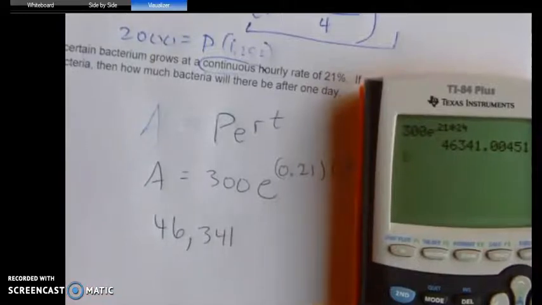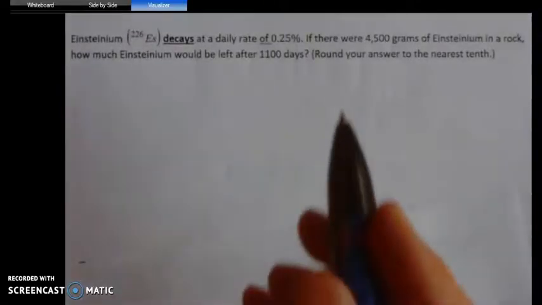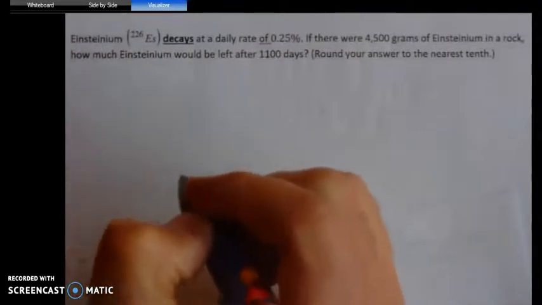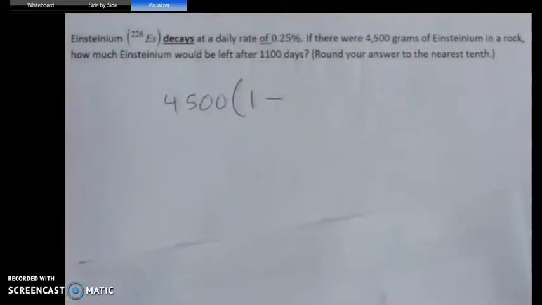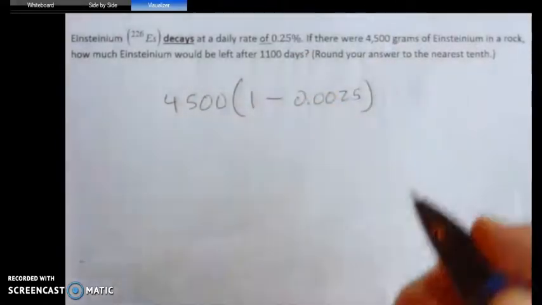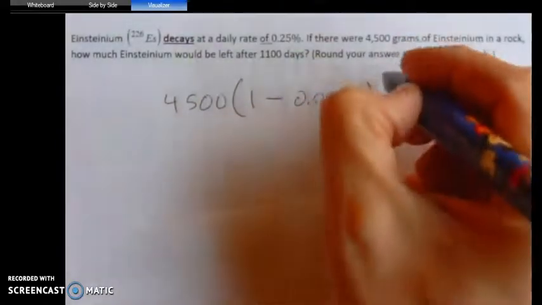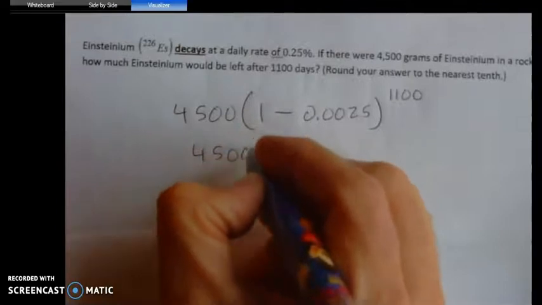From the next quiz, it says Einsteinium decays at a daily rate of 0.25%. If there are 45 grams of Einsteinium in a rock, how much Einsteinium will there be left after 1100 days? To solve this problem, we could say, let's see, the amount, which is 4,500 grams, and then we're going to subtract the rate of 0.0025, and then we're going to compound that rate 1100 times.